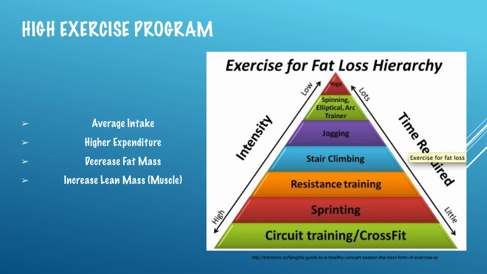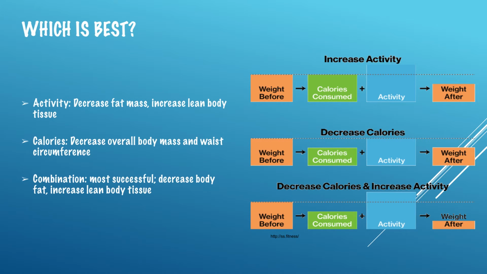A high exercise program means increasing energy expenditure through exercise to more than consumption. An active 20-year-old male burns 3,000 calories a day. Therefore, if he is consuming the average 2,600 to 2,800 a sedentary to moderately active male does, he will be at a calorie deficit and lose weight.